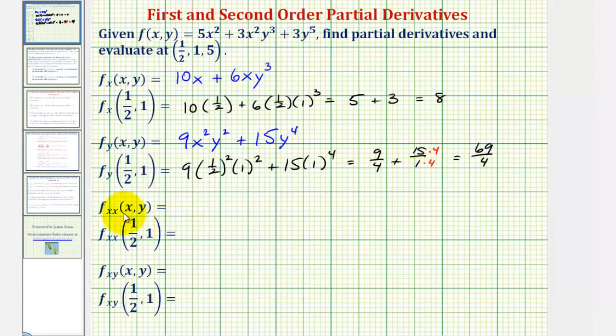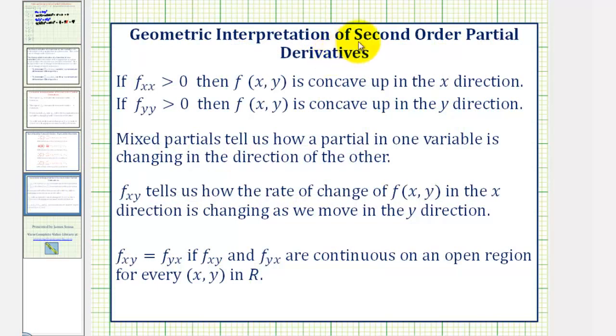Now let's review what the second order partial derivatives tell us about a surface and how to find them. If the second order partial with respect to x is positive, then our function is concave up in the x direction. If the second order partial with respect to y is positive, then the function is concave up in the y direction. And of course, if these are negative, this would indicate that the function would be concave down in the x and y directions.